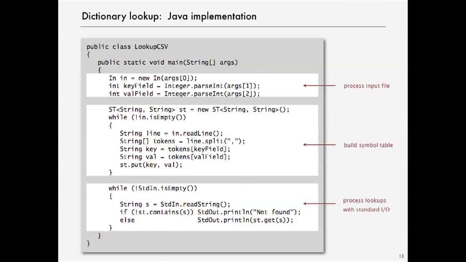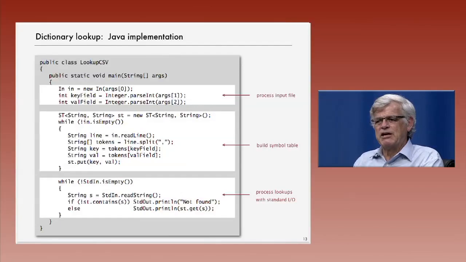Then from standard input, we take queries, just read a string, and check if the symbol table contains the string. If it doesn't, print not found, and if it does, print the value associated with the key. So a very small amount of code based on our symbol table implementation that gives us the dictionary functionality.